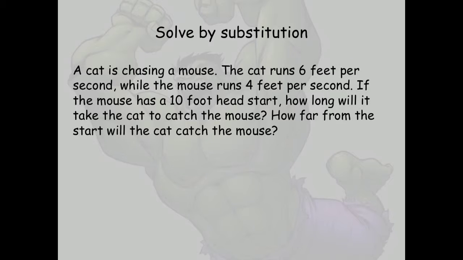So let's try to solve this by substitution. So we're looking at two equations here. First, the cat's. The cat's distance is equal to, since it doesn't have a head start, doesn't have a y-intercept, 6 feet for each second. So the cat's equation is d is equal to 6t. Now the mouse, the distance is equal to, well, the mouse runs 4 feet per second, plus has a 10-foot head start.